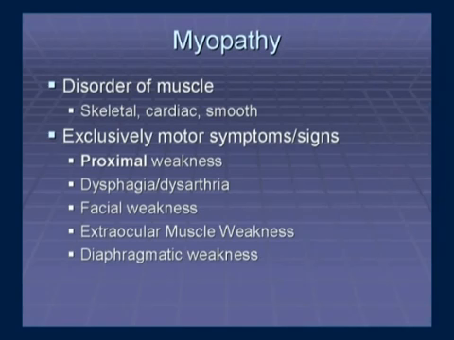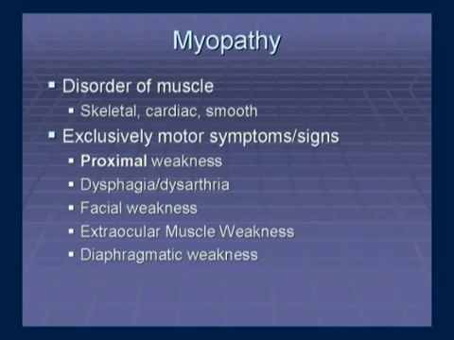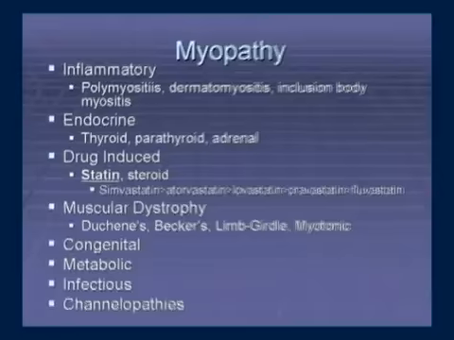For whatever reason, in myopathies, you typically have proximal weakness. Neuropathies are typically distal weakness, weakness in your hands, weakness in your feet. Myopathy is more of shoulder girdle, pelvic girdle weakness. You can have facial weakness, weakness of your eye movements, and like motor neuron disease, you can have diaphragmatic weakness, which causes shortness of breath. In the interest of time, I'm not going to go through all this.